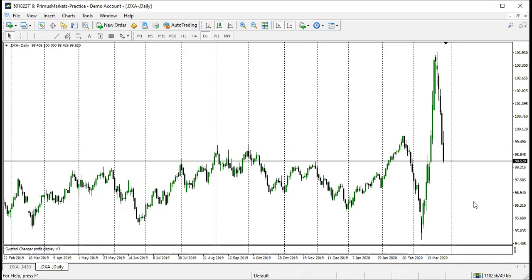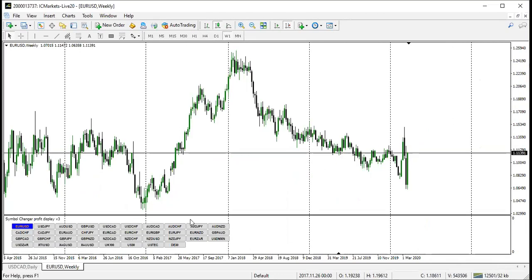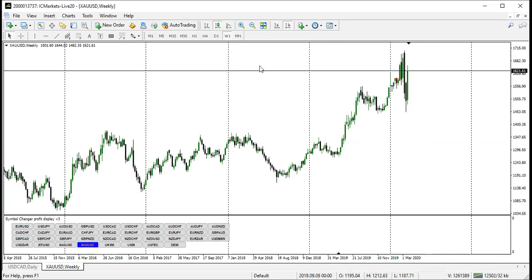However, if the market opens and the first thing I see is a first push up, then I know that for the rest of that week I will be selling this pair. So very quickly, let's go to gold. Let's check gold and see what we're expecting on gold.